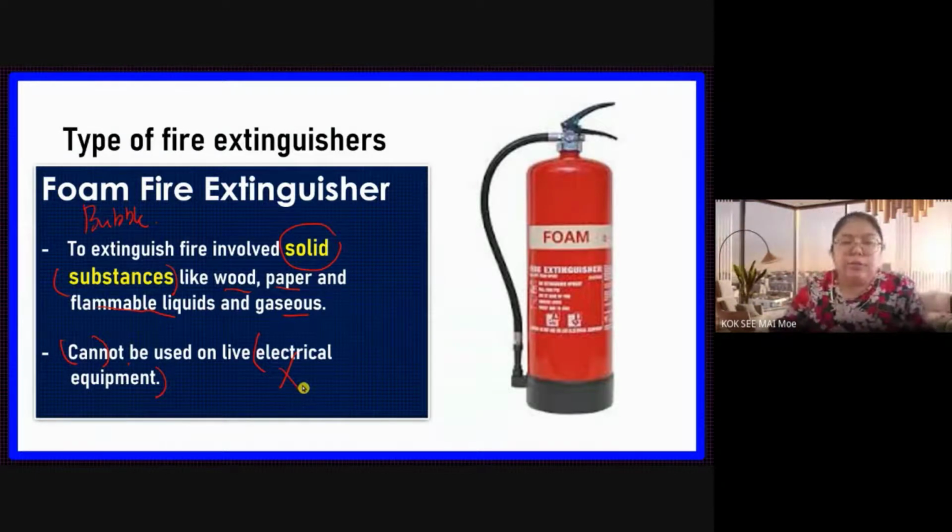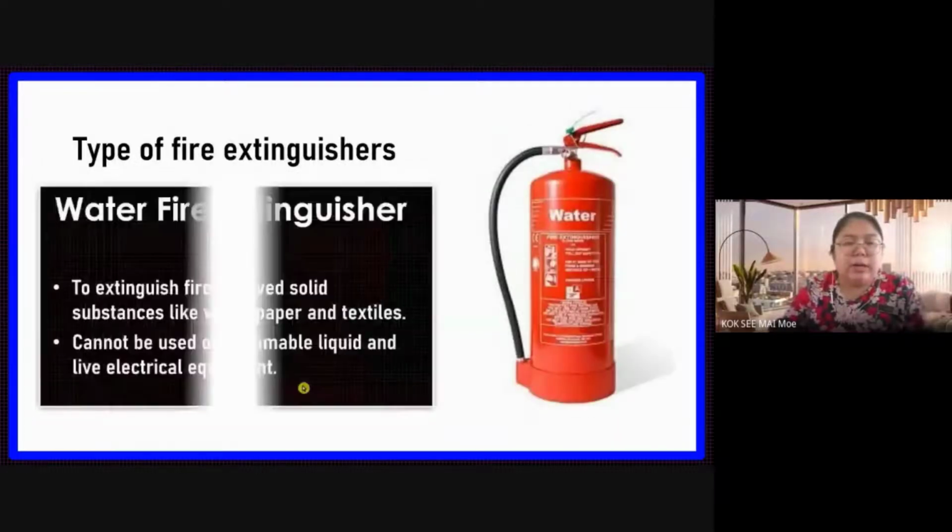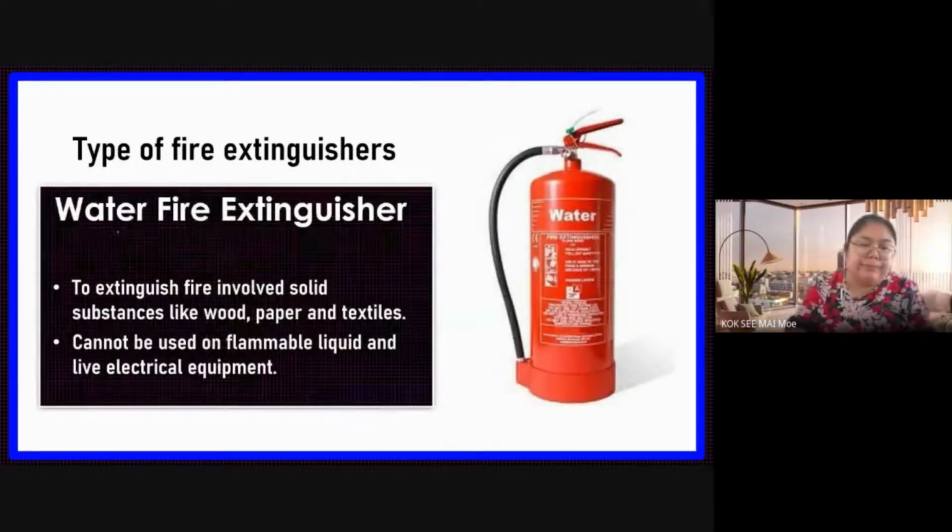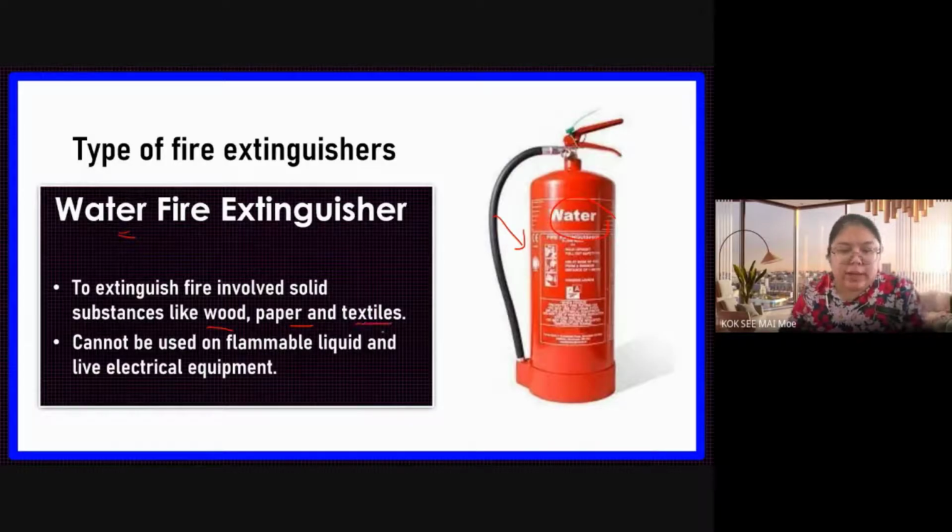So we go to the next one. We have another type, the water type. It has a label. This one is for fire involving solid substances like wood, paper, and textile. It cannot be used for flammable liquid, liquid that burns easily, and also electrical equipment. So that means for electrical equipment, using foam cannot, using water also cannot.